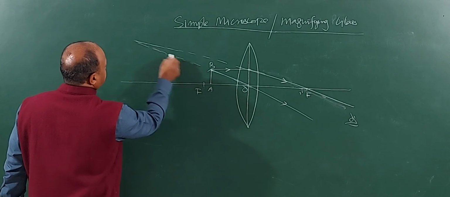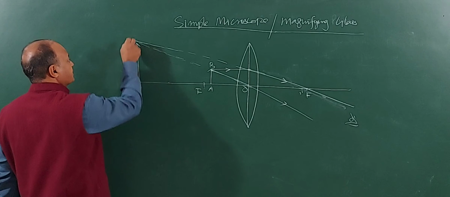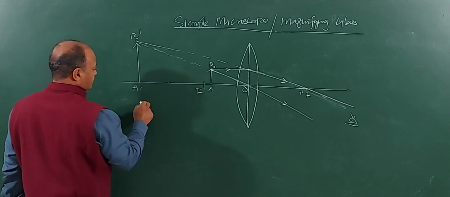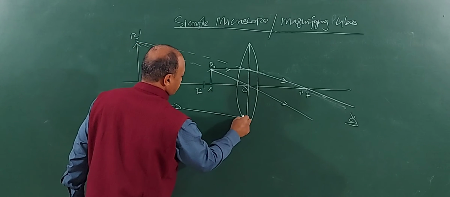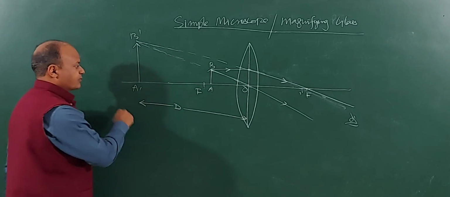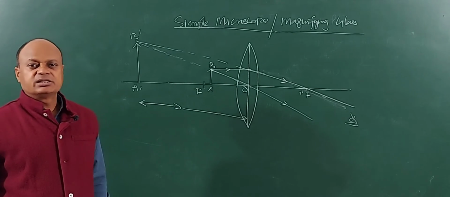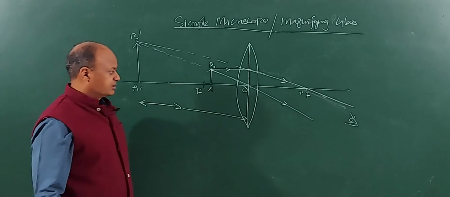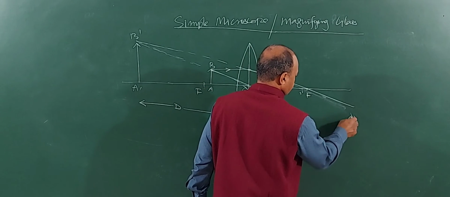Then obviously the final image, which is virtual and upright, also magnified, will come at what distance, children? The least distance of distinct vision. Because as I told you, the image will be sharpest at the least distance of distinct vision, and you are watching from here.